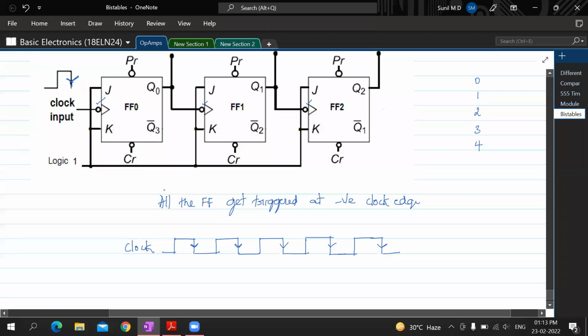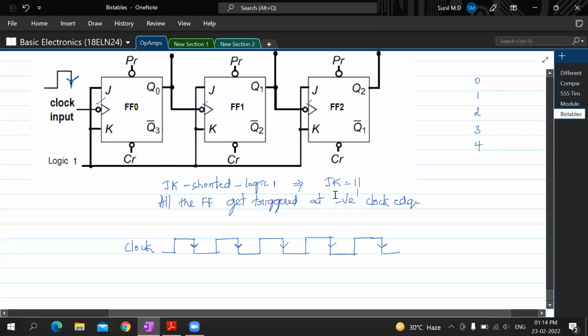What is happening with JK? How are they connected? Can you just see here? Don't you think JK are connected together? Yes or no? JK are connected together. JK pins are shorted and connected to logic 1. So that means what we are seeing is JK equal to 1 1 is the combination we are seeing.